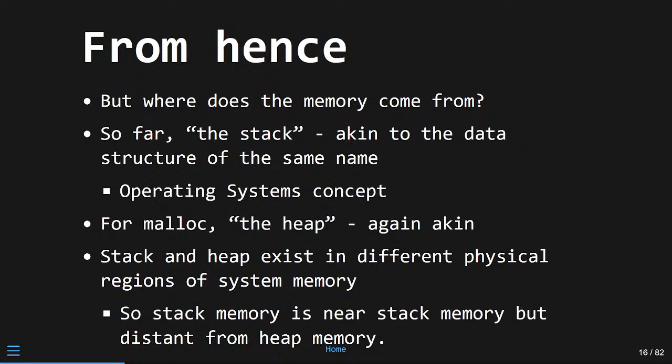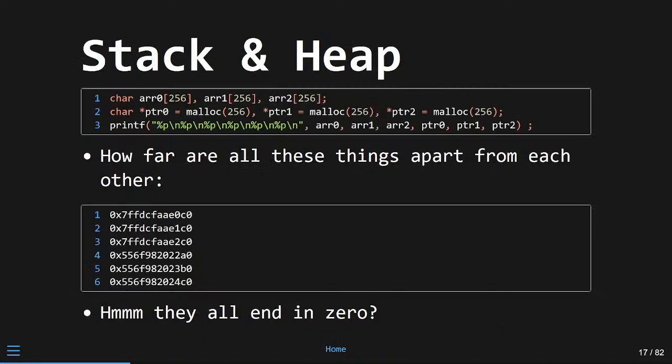Okay. The stack and heap exist in different physical regions of system memory. These physical regions correspond to transistors. In other versions of this class, and I've decided not to mention this on the slides, a lot of people like to talk about the difference between virtual and physical memory. I don't. I think it's fake news, so I'm just going to tell you they're all in physical memory. Now, the numbers don't necessarily correspond linearly across the stack and the heap, but within the stack and the heap, they are linear relations. So stack memory is near stack memory, but distant from heap memory.